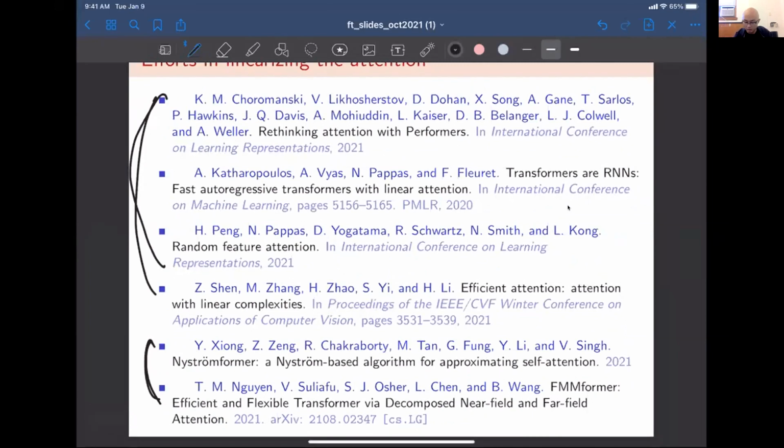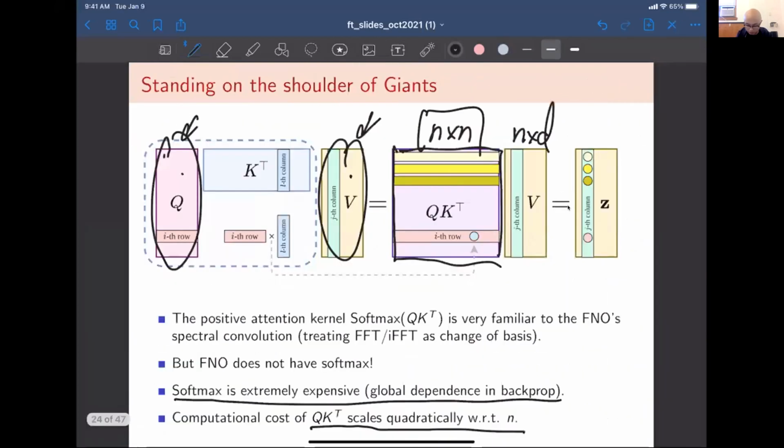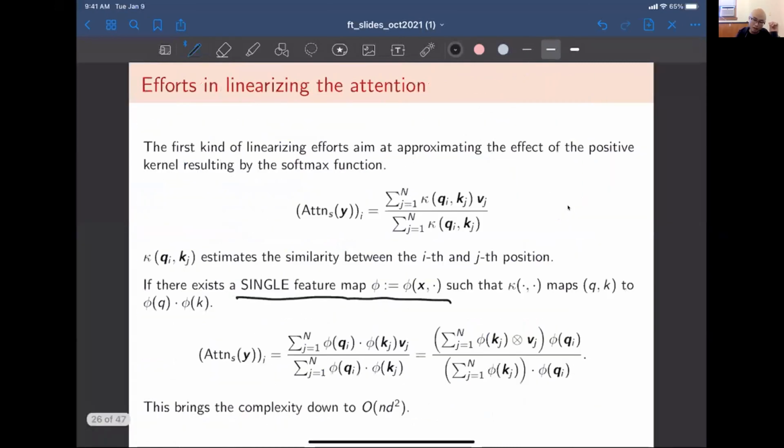So the first three leverage a feature map. The last two try to do something like near field or far field. For example, the fast multipole method tries to exploit the low rank structure of the attention. For the first approach, the idea is to leverage a single feature map. Originally we had three learnable feature maps, right? Now they said, okay, we only want to use a single feature map so that we can approximate the softmax. If we can do that, it's basically a tensor product rewriting, so because it's a single feature map, we can pull it out and get the complexity down to linear dependency.